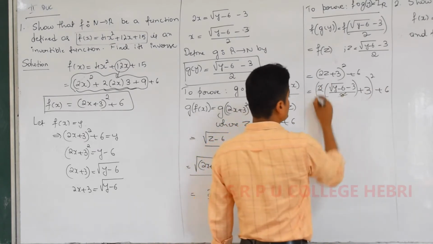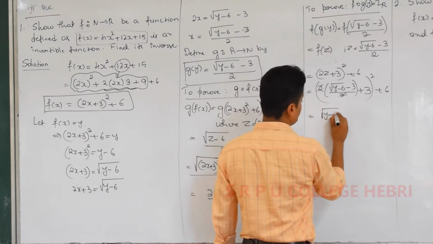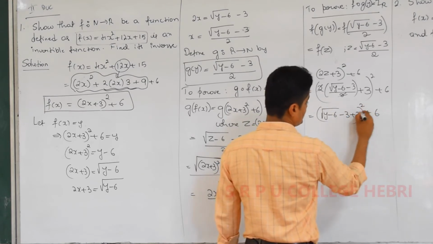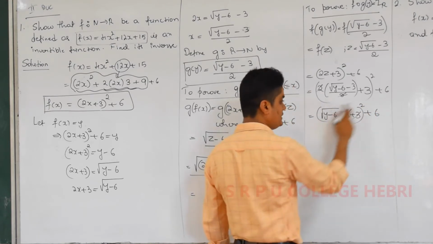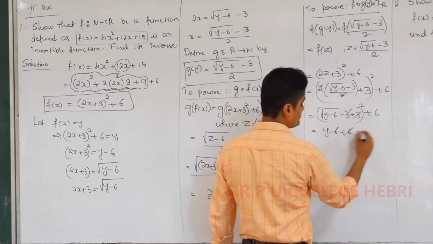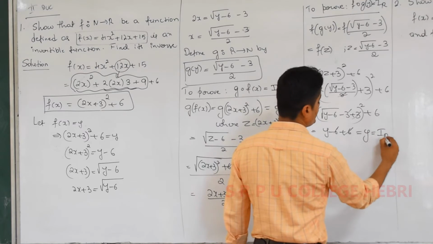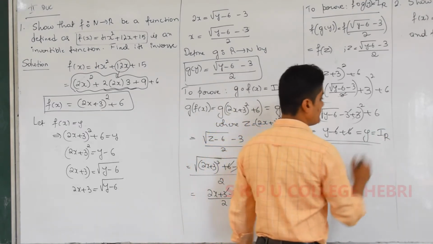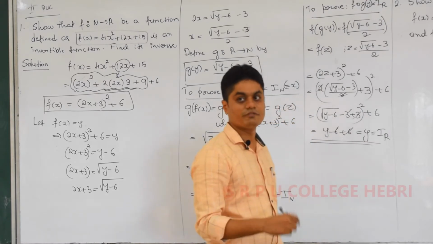So this 2 and 2 cancel, so what remains is root of y minus 6 minus 3 plus 3 whole square plus 6 plus 3 minus 3 cancel, square and square root cancel again, y minus 6 plus 6 cancel. Again, what is y? This is the identity function of codomain R. So we proved f of g of y is equal to y, and g of f of x equals x.